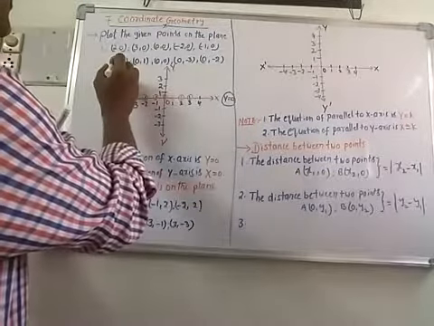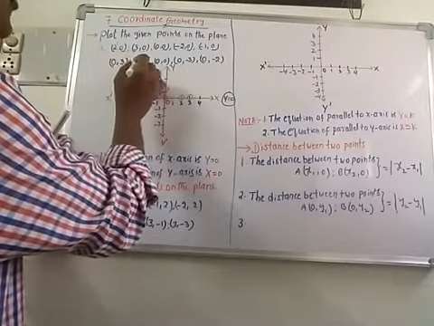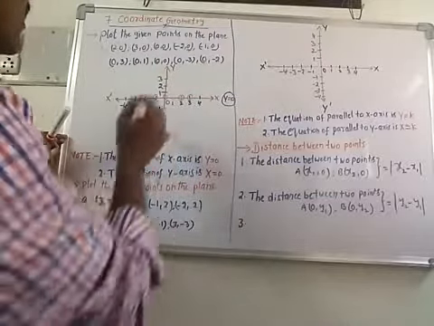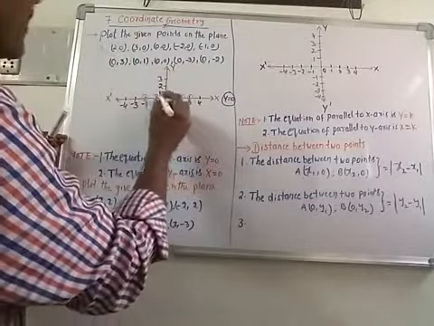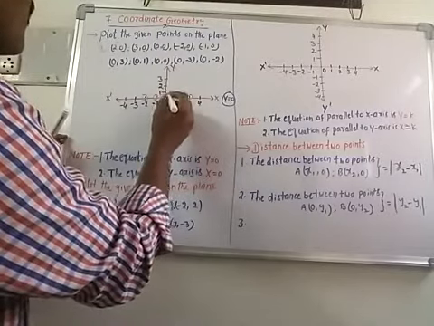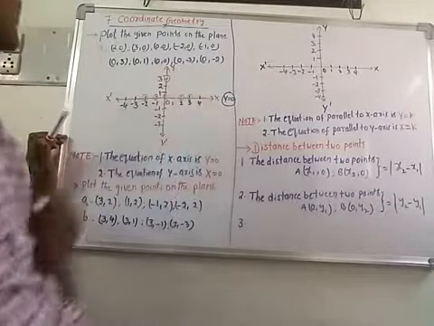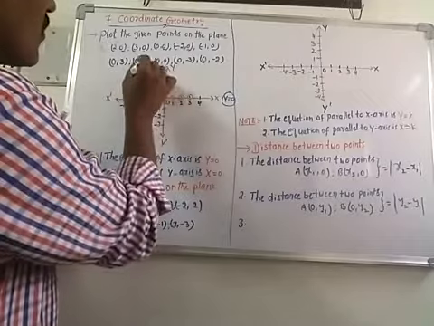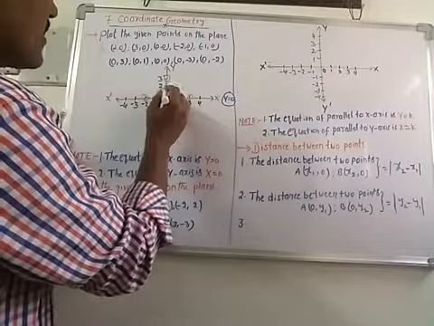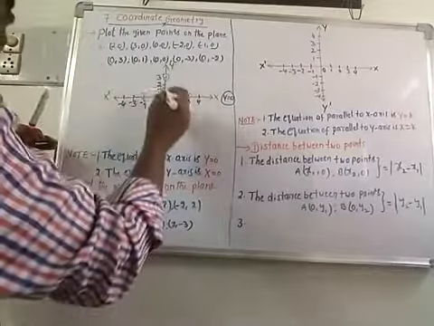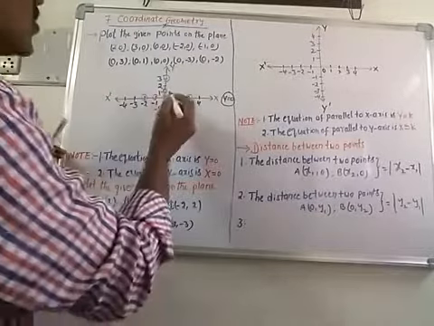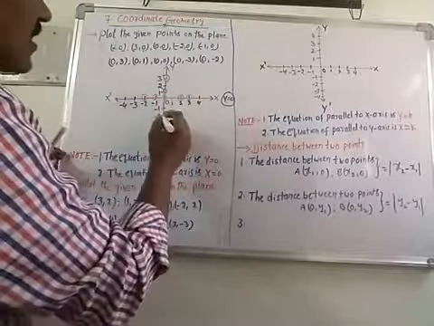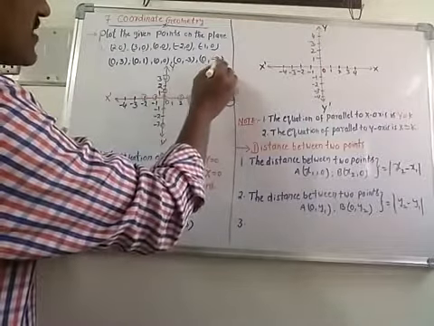And now plot the points 0 comma 3, 0 comma 1, 0 comma 0, 0 comma minus 3, 0 comma minus 2 on a Cartesian plane. How? 0 comma 3: on x-axis 0, on y-axis 3. Next 0 comma 1: on x-axis 0, y is 1. Next 0 comma 0. Next 0 comma minus 3: on x-axis 0, on y-axis minus 3. 0 comma minus 2: on x-axis 0, on y-axis minus 2.